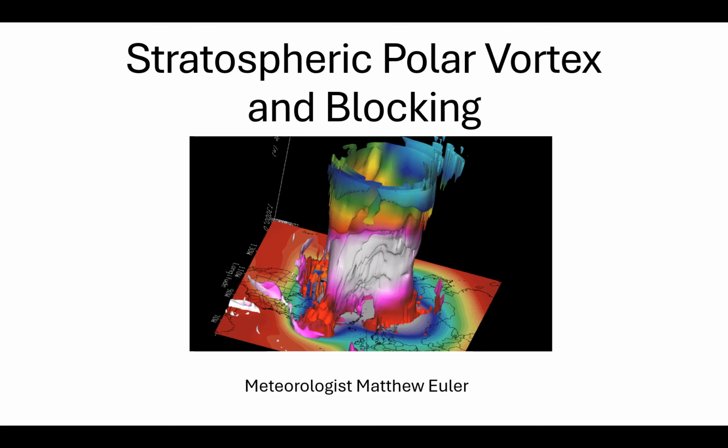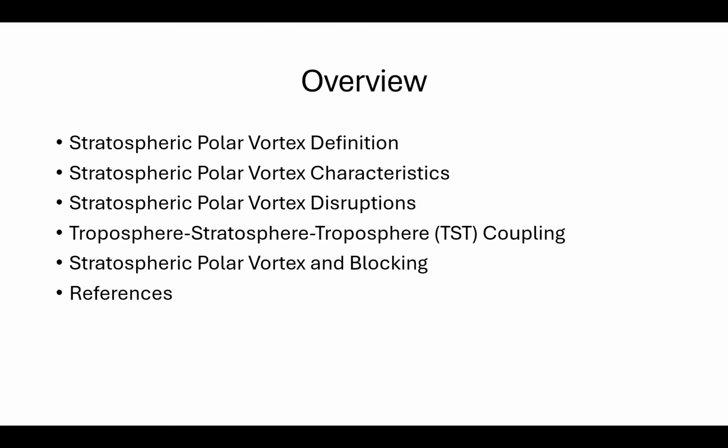Now, today's video is going to be on the stratospheric polar vortex and blocking. Here is the overview for today's video. I'm going to start off with a stratospheric polar vortex definition. Next, we'll move on to stratospheric polar vortex characteristics. Then we move into stratospheric polar vortex disruptions, the troposphere-stratosphere coupling, and then the stratospheric polar vortex and blocking. And then finally, I'll conclude by showing the references, the research I did, and the references I used.